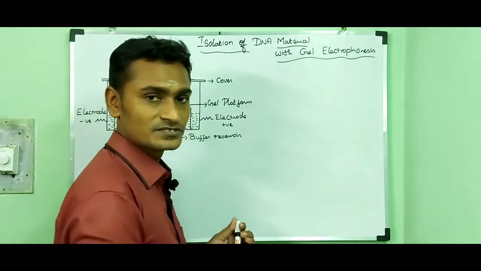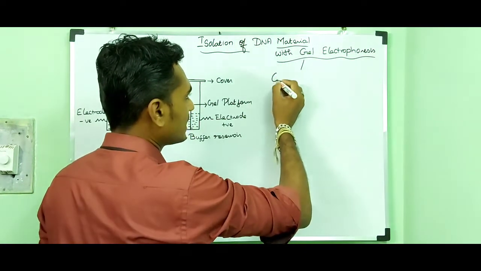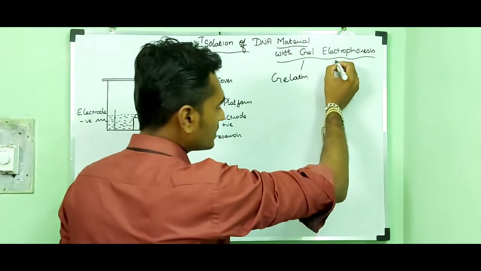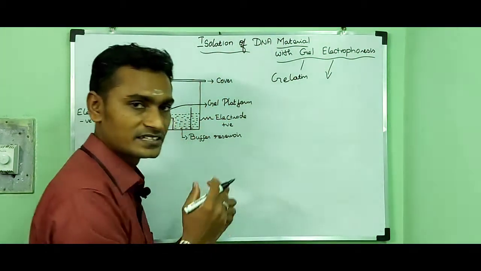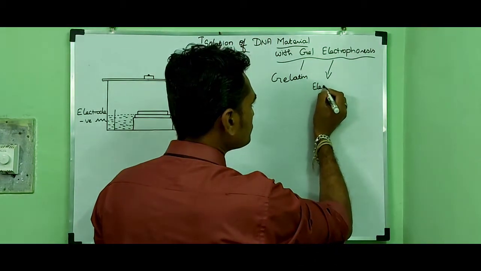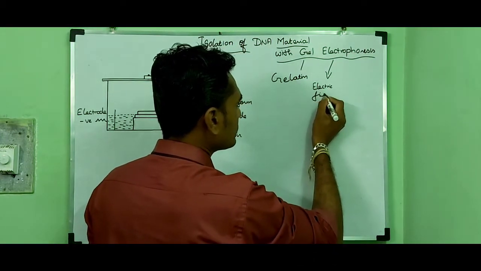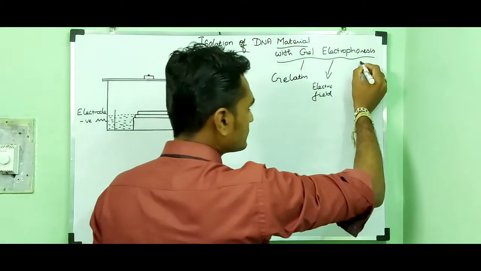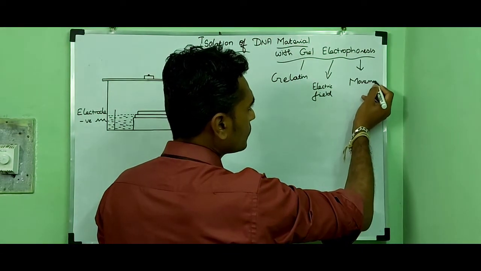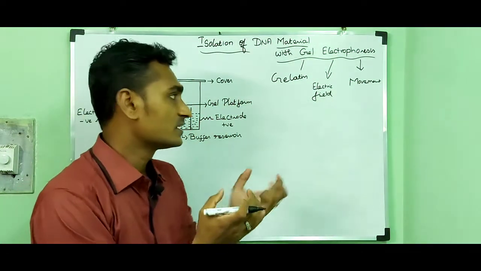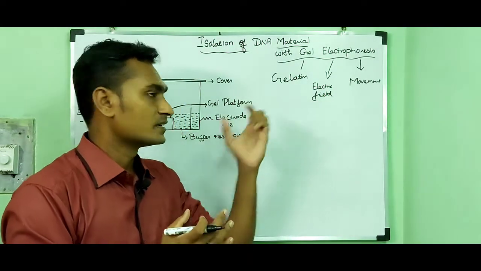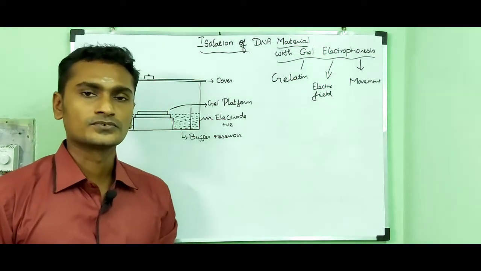Gel means in this technique we are using a gelatin substance. Then we are using an electro field, that is the electric field, so that is why they mention electro. Then phoresis. Phoresis means movement. So when we apply the electric field, the movement of the molecule takes place. That is why it is called gel electrophoresis.